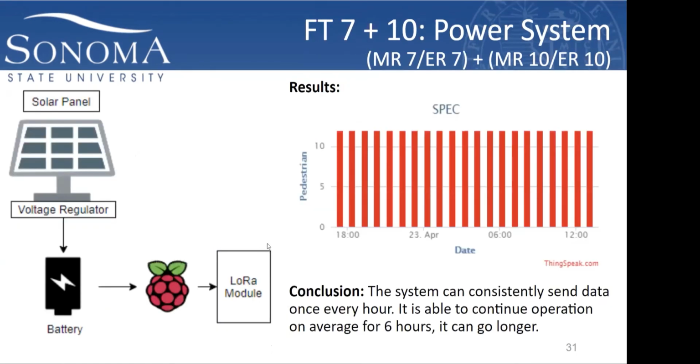Next slide. So here are our results for our power system test. As you can see, the system can consistently send data once every hour. On average, it is able to continue operation for 6 hours. In some cases, it can go longer, but we just want to stick with cases where it is able to consistently do this for 6 hours.